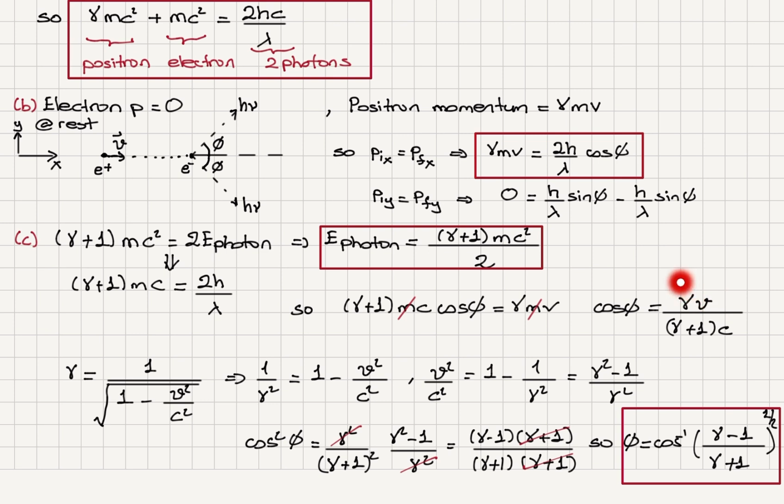And gamma over (gamma plus 1) squared multiplied with this is equal to cosine square phi. So I'm taking the square of this equation. And gamma squares cancel. Gamma square minus 1 is gamma minus 1 times gamma plus 1. Gamma plus 1's cancel. And I find that phi is cosine inverse of gamma minus 1 over gamma plus 1 to the power 1/2.